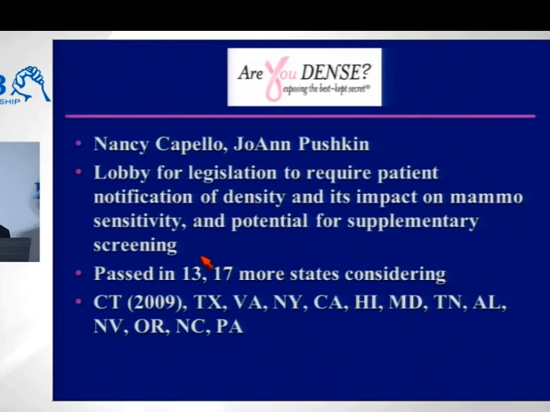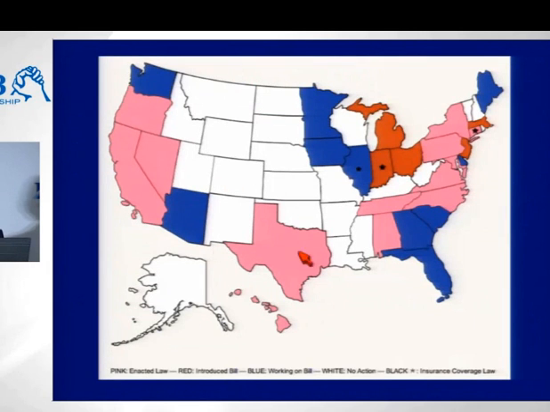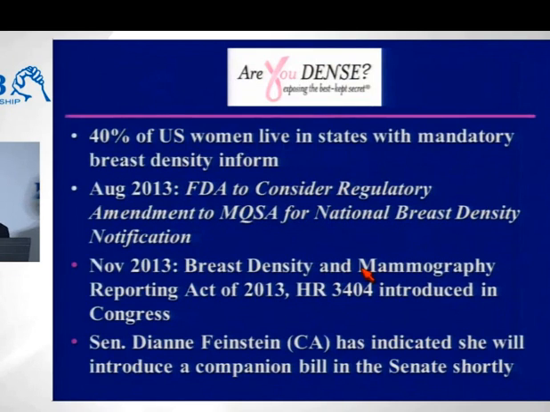There is now legislation passed in 13 states, with 17 states considering it, to inform women of their breast density at the time of the mammogram. The pink states are the ones that have enacted the law. The blue states are working on a bill, and the red, the bill has been introduced, and only 3 states include the requirement that it be covered by insurance.